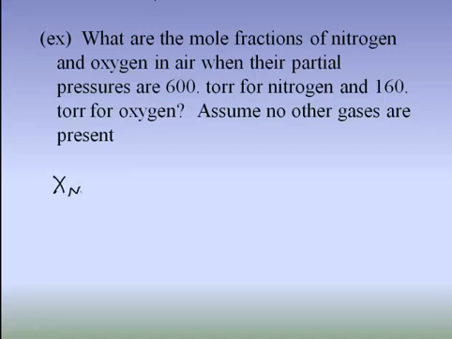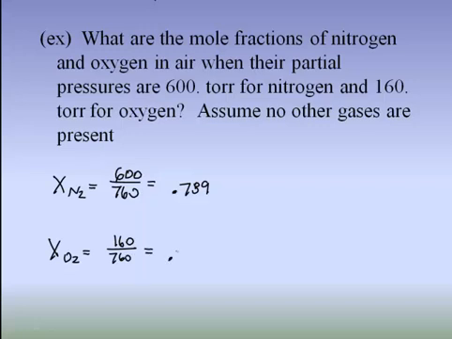So for nitrogen, I would put the pressure of nitrogen over the total pressure and get 0.789. And for oxygen, its partial pressure over the total equals 0.211.